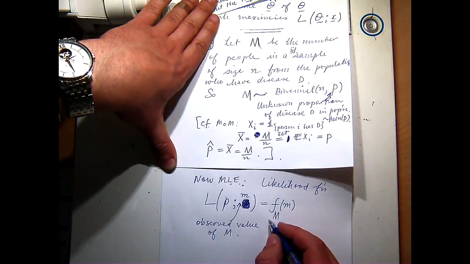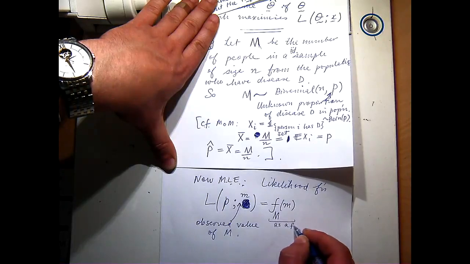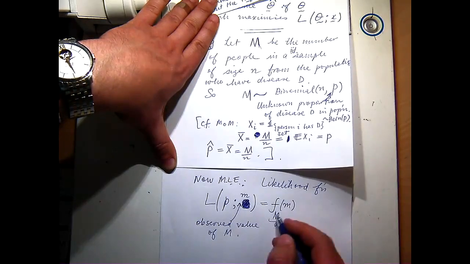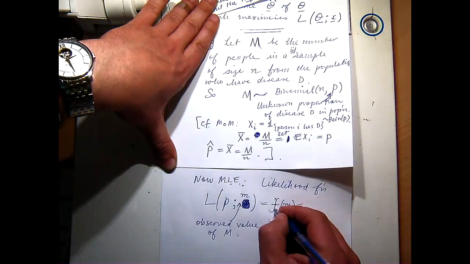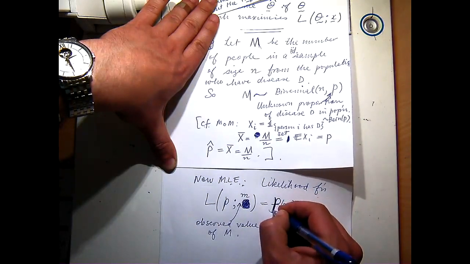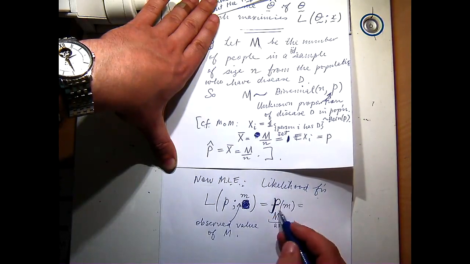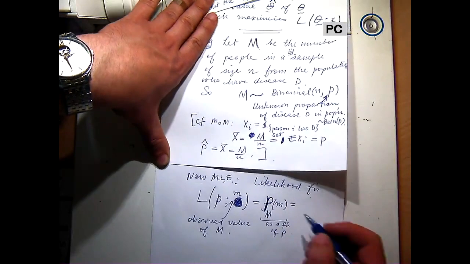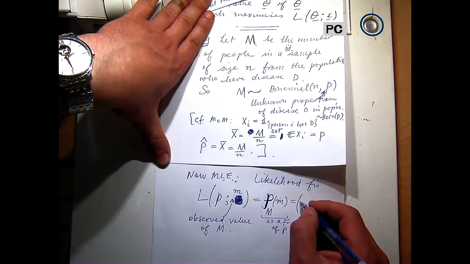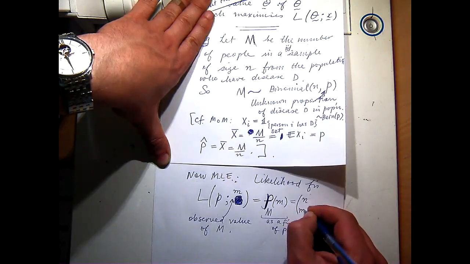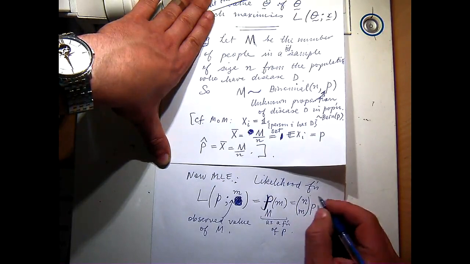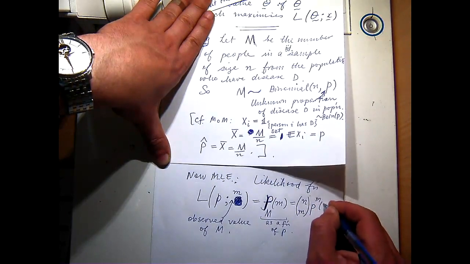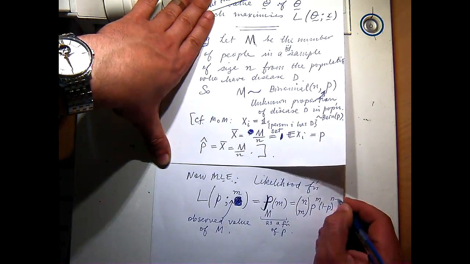So we write down the density. Sorry, this is actually a mass function, because M is discrete, so it has a mass function. Considered as a function of p, that gives the likelihood. So we have to write down our standard n choose m, that's our binomial coefficient, p to the power m, 1 minus p to the power n minus m.